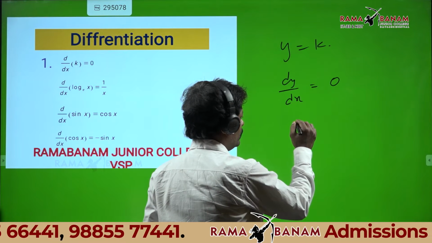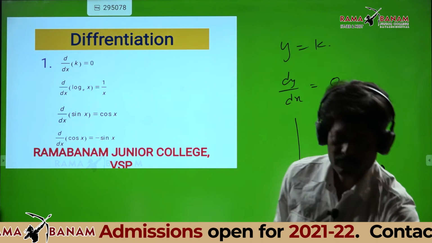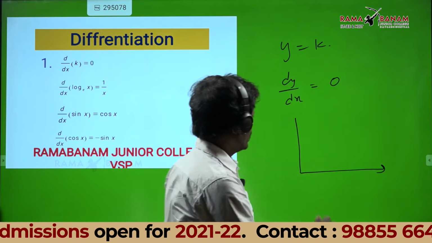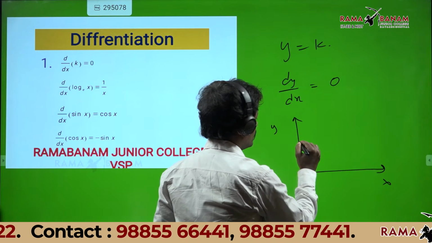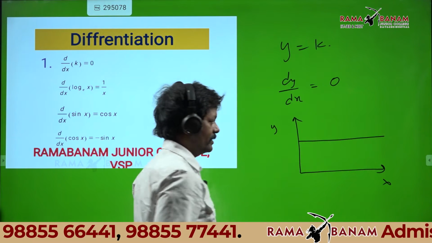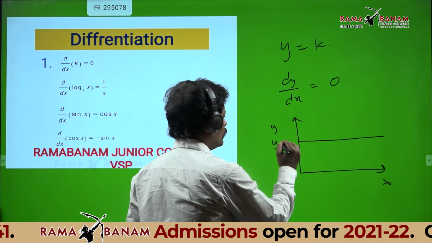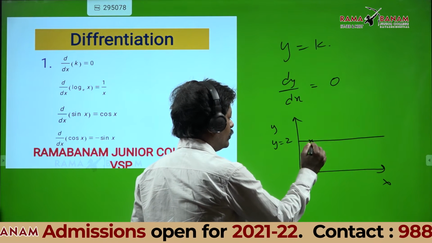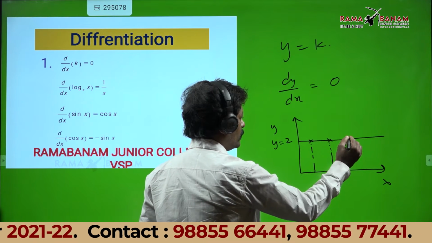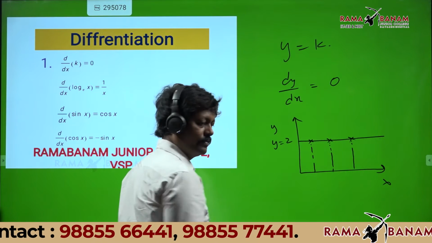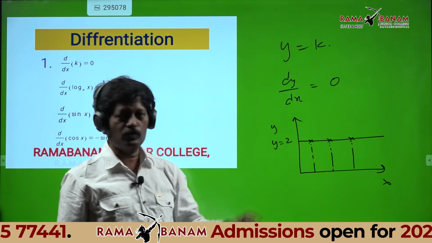For example, if I take the axis like this, x axis and y axis, I will draw one line parallel to the x axis. Now say y equal to 2. Here what is the value of y? 2. Here what is the value of y? 2. Look at this. For any value of x, the y value is 2.